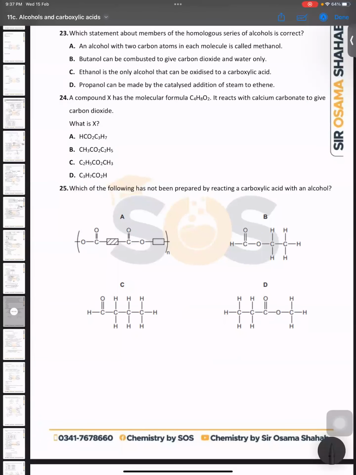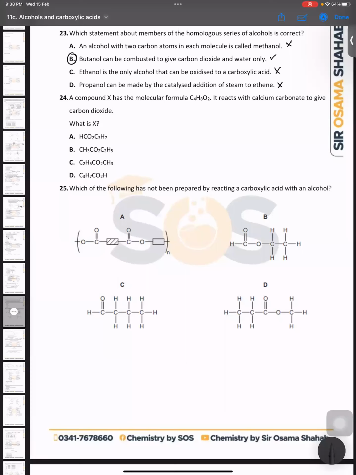Here we have 23. Which statement about members of the homologous series of alcohols is correct? An alcohol with 2 carbon atoms in each molecule is called methanol. No, it is ethanol. Methanol can be combusted to give carbon dioxide and water only. This is right. Ethanol is the only alcohol that can be oxidized to carboxylic acid. No. Propanol can be made by the catalyzed addition of steam to ethene. No. For this, you should have propene. The right answer would be B.